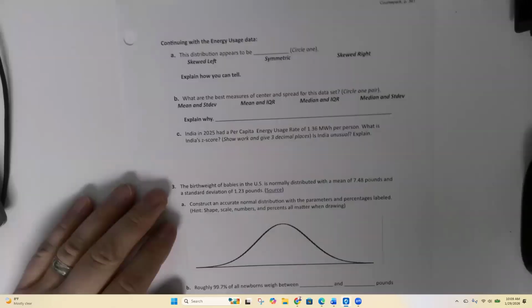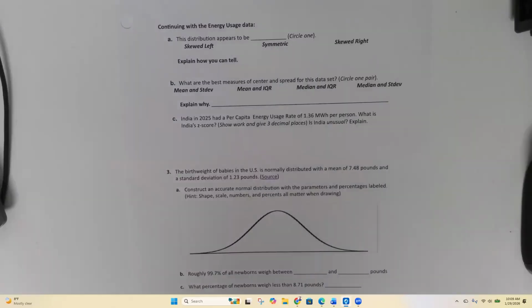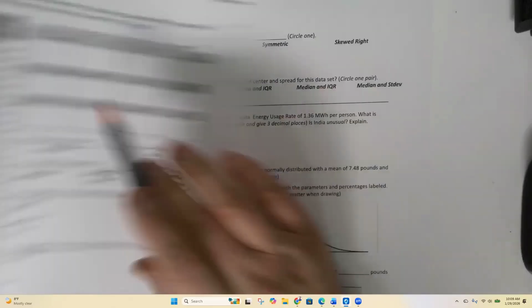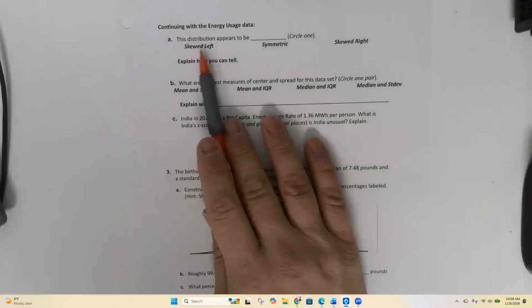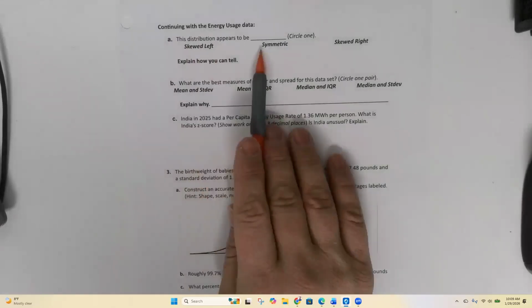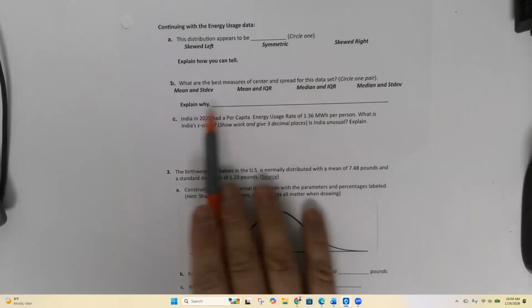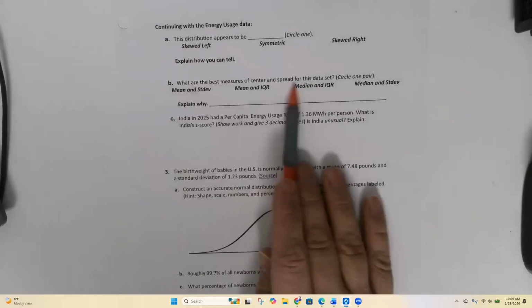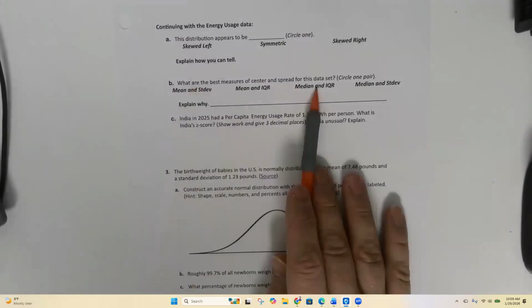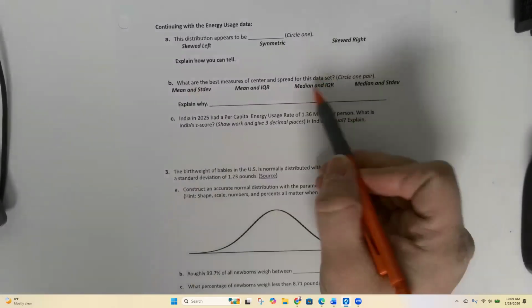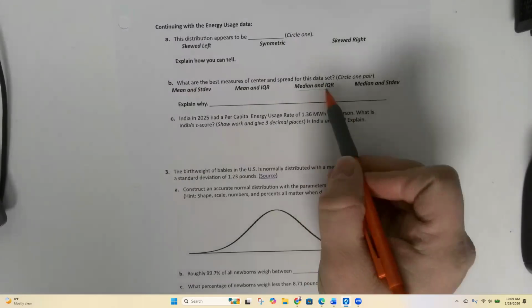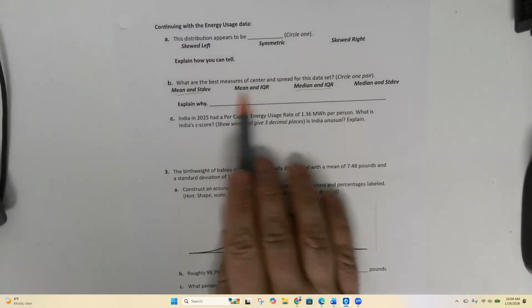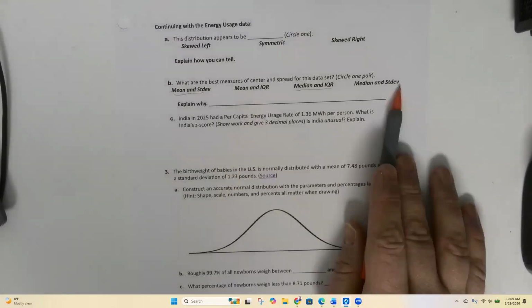Next page is page 341. And we're still using the same data from the energy usage, okay? So continuing on, this distribution appears to be skewed left, so we'll come back to that. What are the best measures of center and spread for this data? There's two possible answers. I'm going to underline them, but one of them is the correct answer, one of them is not, okay? So this one is definitely wrong. This one is definitely wrong, okay?